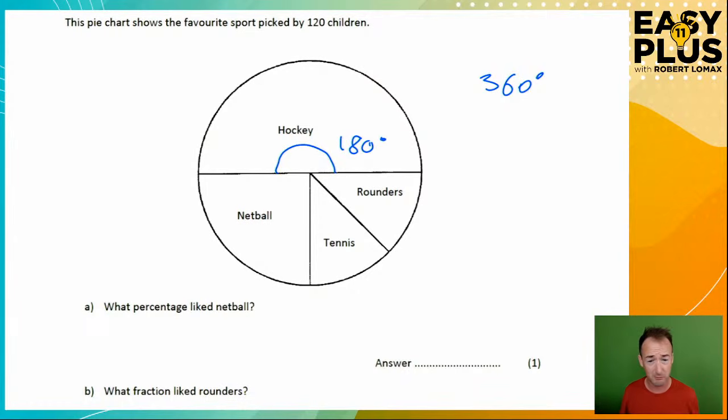The other important thing to remember is that the pie chart shows all of the items that we're looking at, in this case all of the 120 children. So this shows 120 children, but it also shows 100% of the children. 100%.